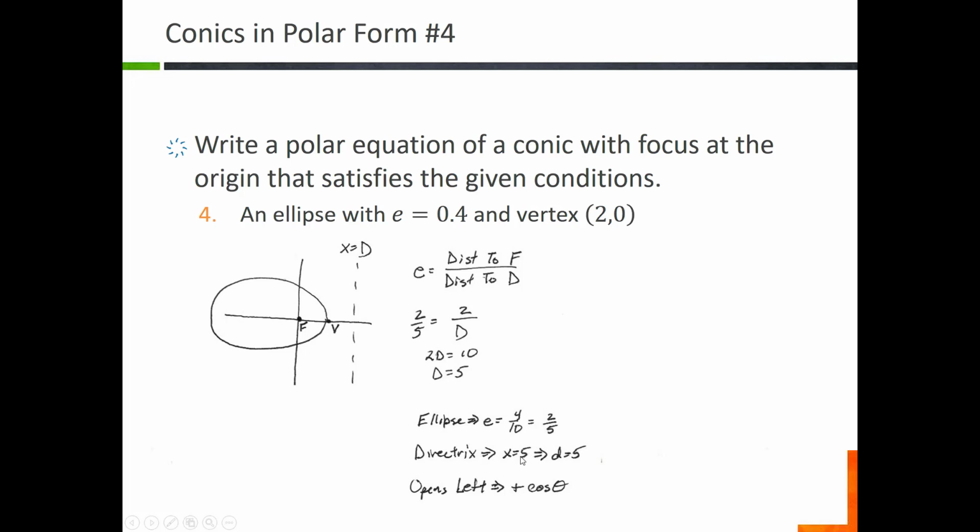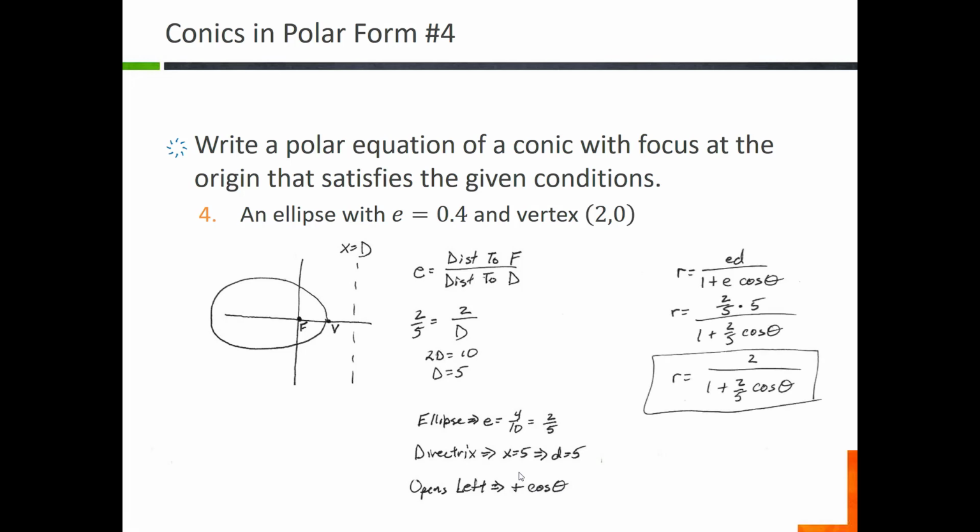So we have x equals 5, which means the directrix is 5. We know it opens to the left because it has to pass through the vertex and go around the focus, so it has to go to the left. Because it opens to the left, that means the directrix is positive, which means we're going to have a plus cosine in the denominator of our equation.